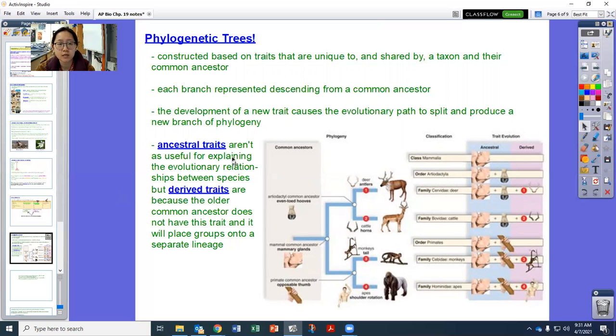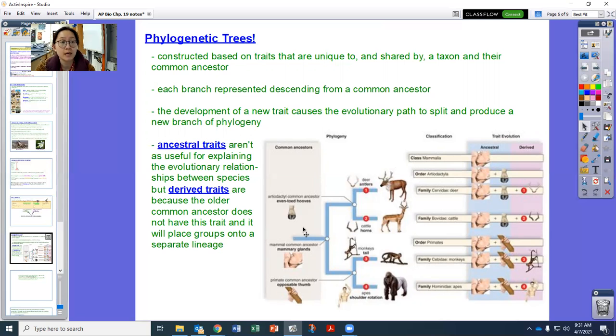The ancestral traits, or the traits from far back, aren't that useful for explaining evolutionary relationships between species, because they're a trait that exists in the ancestor and is still passed on to the current species that exist. So all of them in the same taxon have that same trait, and we're not going to be able to tell them apart from each other if we're just focusing on that one ancestral trait. The important part is the derived trait, because the older common ancestor doesn't have it.